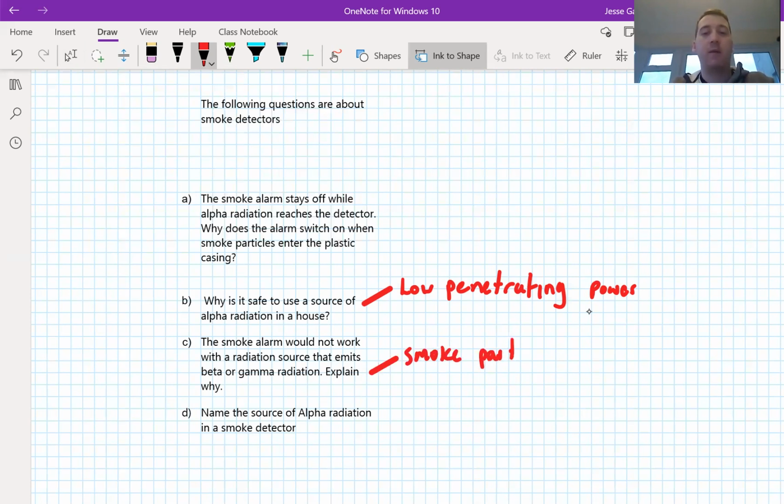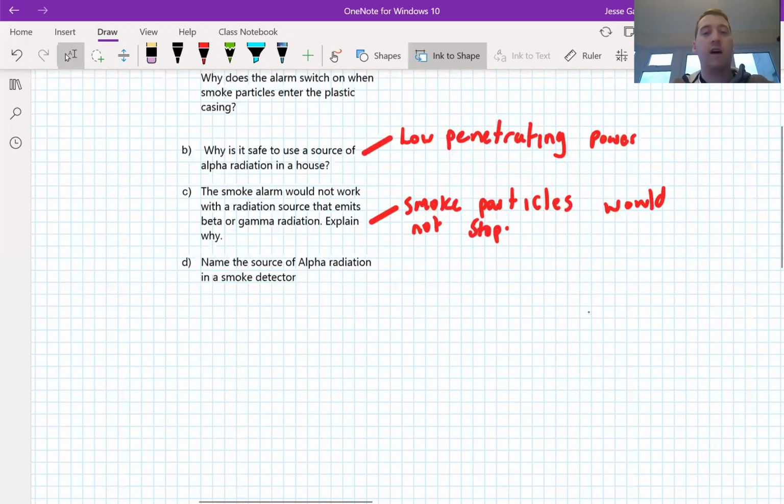Or you could say beta and gamma radiation are more penetrating than alpha. The smoke particles would not stop beta or gamma radiation. Name the source of alpha radiation in a smoke detector. That would be americium-241. Well done, you said that.